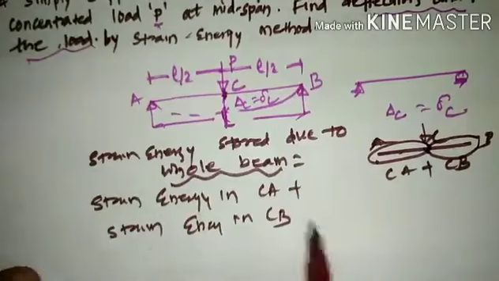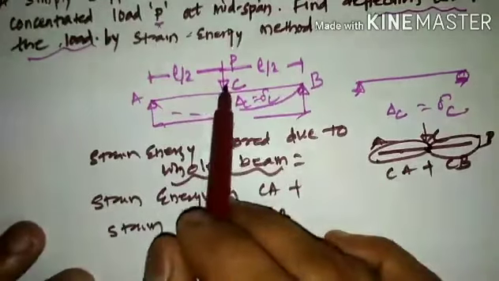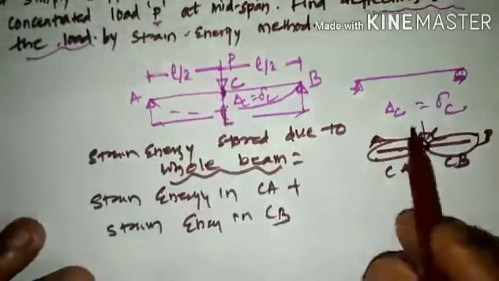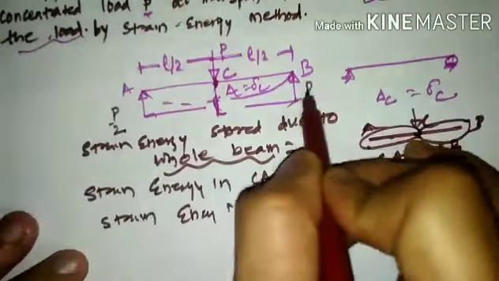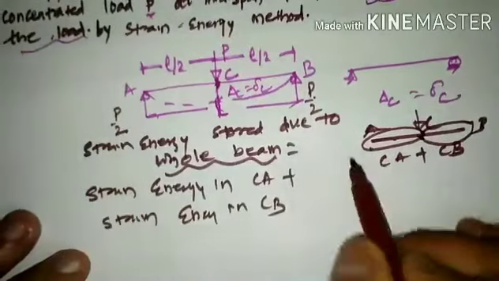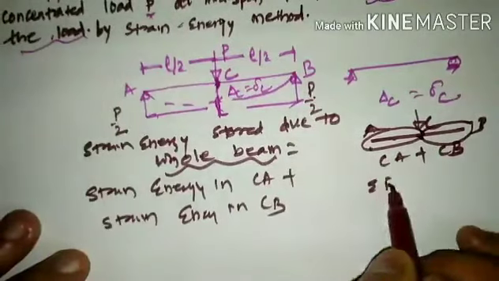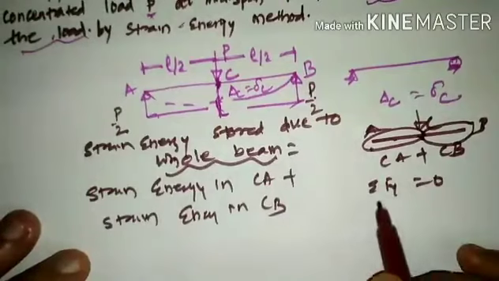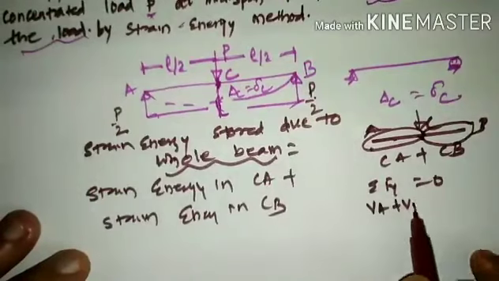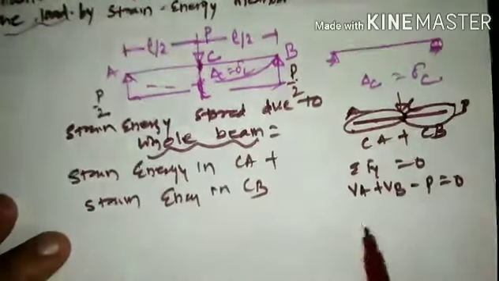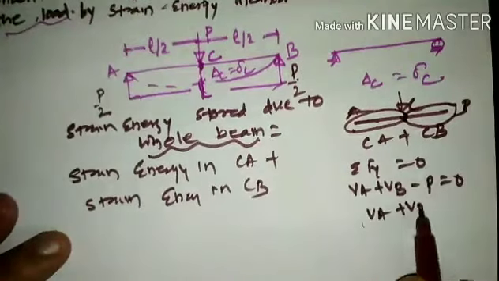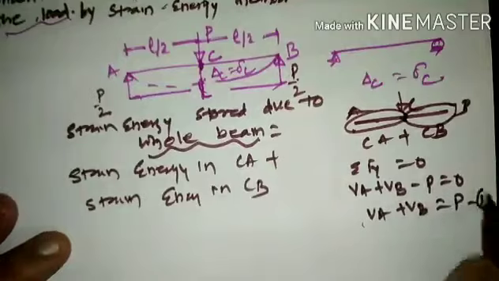Now to find this, we need to first find the reaction components. As the load has been placed at the center, directly we can write P by 2 and P by 2 because it is symmetrically placed. Or else we find the reactions using summation Fy is equal to 0, which gives Va plus Vb minus P is equal to 0. That is the equation of equilibrium. So Va plus Vb is equal to P, equation number 1.